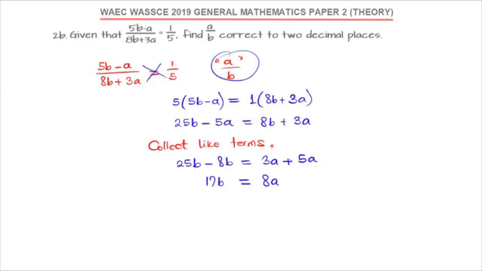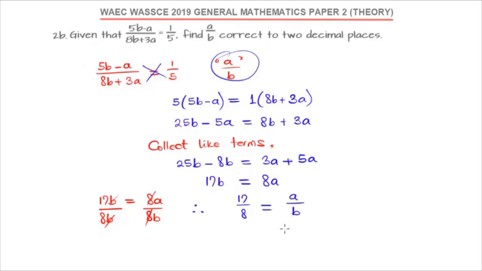Now, we can recollect that our aim is to get the form a over b. So we have 17b is equal to 8a. We can divide both sides by b so that on the left hand side b is cancelled out. On the right hand side, we can divide by 8, and we do that to both sides such that 8 will cancel out. So we have 17 over 8 is equal to a over b.